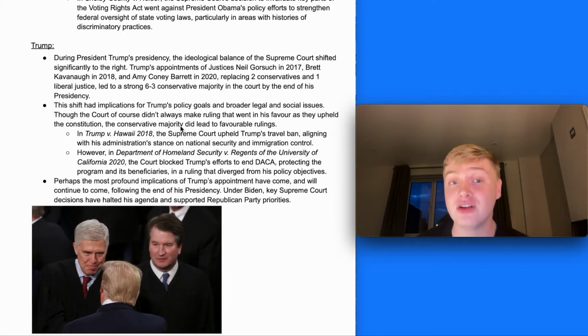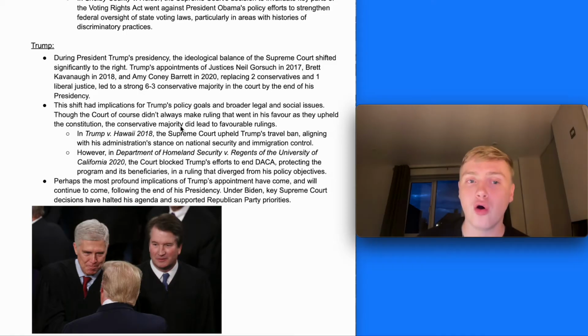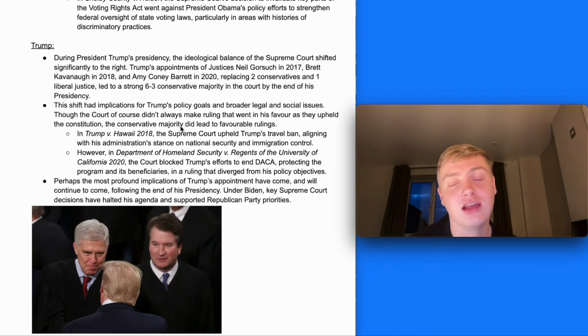Trump was very fortunate with the ideological balance of the court, and he was able to shift it significantly to the right under his administration, because he was effectively lucky in being able to appoint 3 Supreme Court justices. These replaced 2 conservatives, but also 1 liberal justice, and that resulted in, once he'd left, a strong 6-3 conservative majority in the court by the end of his presidency.